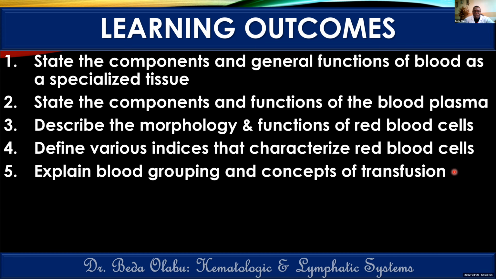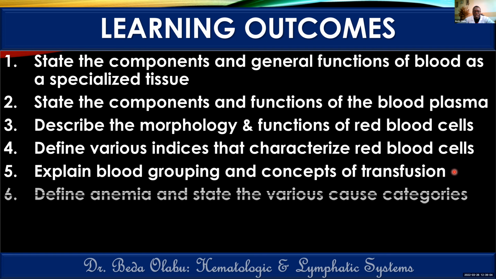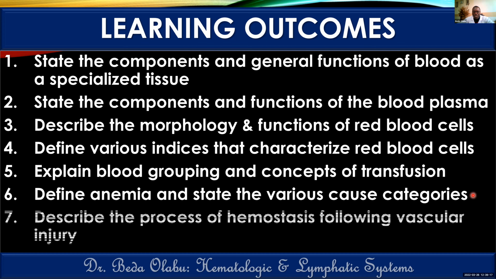After that, we are going to look at the concept of blood grouping and understand why person A cannot receive blood from person B and things like that. While we are still at the red blood cell, it will be important that we look at an important clinical aspect of red blood cells, which is anemia. So we'll define what is anemia and state the major causes of anemia.